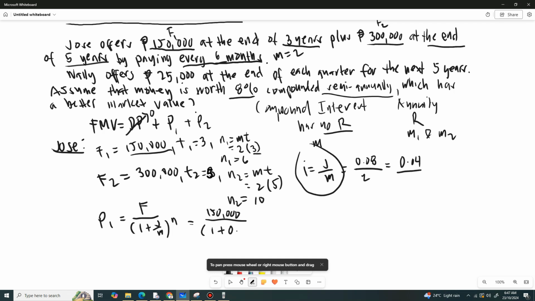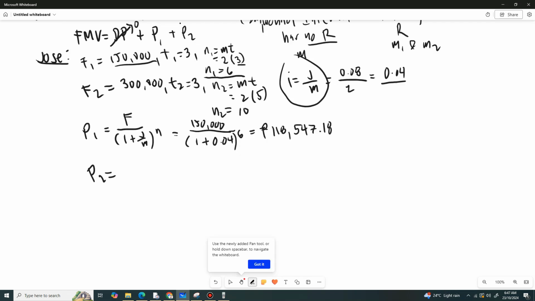So, yun na ilagay natin. And then, N for F sub 1 is 6, so raised to 6. So, this will give us 118,547.18 in two decimal places. For P sub 2, same formula. So, ang gagamitin naman natin ay 300,000 divided by 1 plus 0.04. And then, yung N natin ay iba, no? N2 is 10. So, raised to 10.